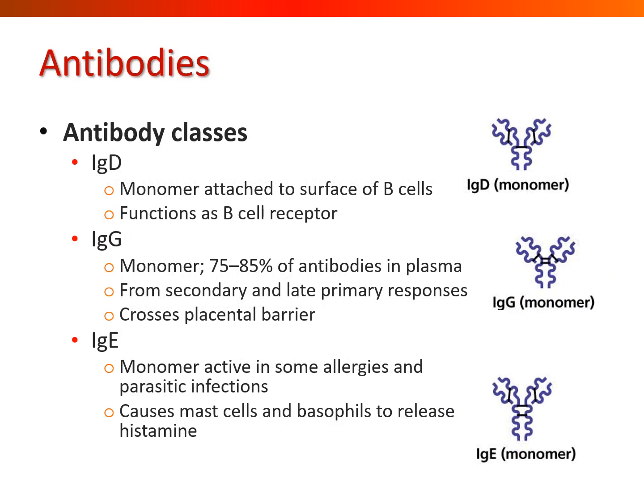Now, IgD is a monomer, so it's just going to be one of those Y-shaped proteins, and this is going to be the one that actually attaches to the surface of the B cells. And these are going to be the ones that function as B cell receptors. Now, IgG, this is going to be most of the antibodies that we're going to find in plasma. And these are going to show up in secondary and late primary responses. So it's our IgM that shows up in the most abundance first in a primary exposure. And then after the IgMs peak in that primary exposure, then we're going to see the IgG population increase.